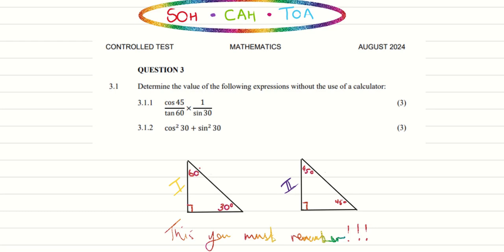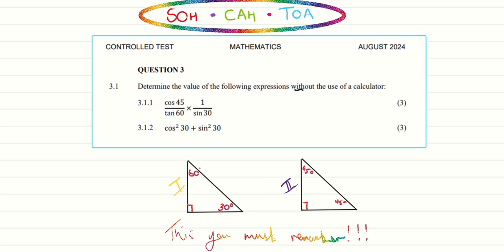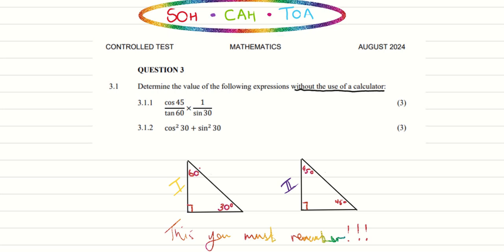Okay, so this is question 3 of the control test, and it reads, determine the value of the following expressions without the use of a calculator. So whenever you see these words here, you need to make use of your special triangles, and any calculations you perform should be independent of your calculator. Should you need to use your calculator, you only do so at the end, because any indication that the calculator was used will result in you not getting any of the marks, because then you would have disobeyed the instruction.